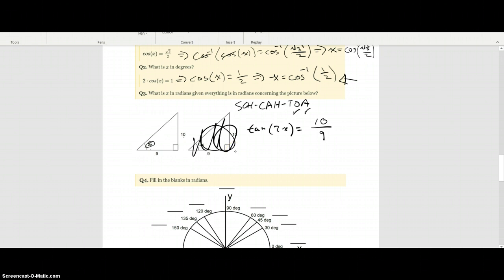So then we take inverse tan on both sides. So we're left with 2x is equal to tan inverse 10 over 9. So therefore, x is equal to tan inverse 10 over 9 all over 2. We can type that in our calculator too.